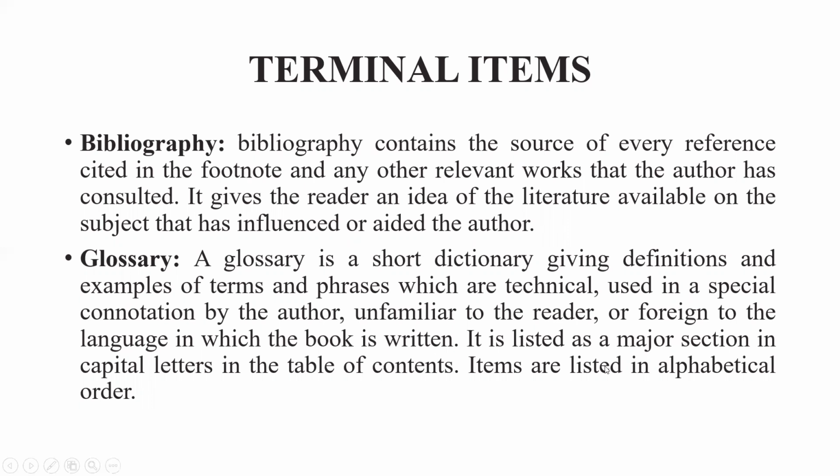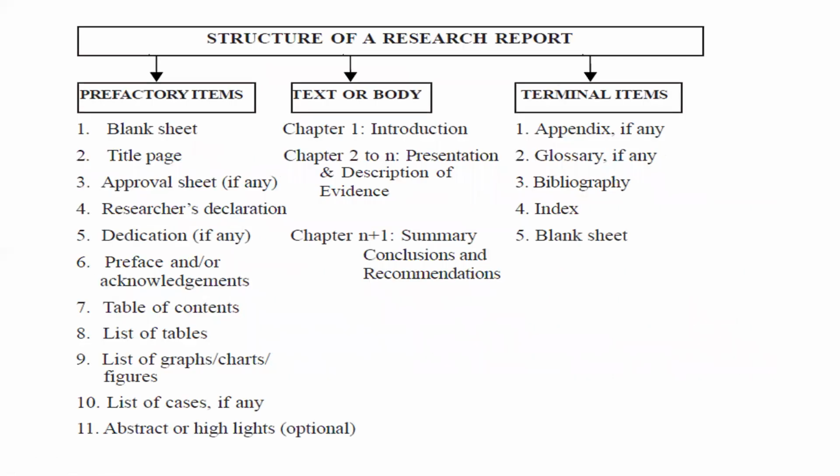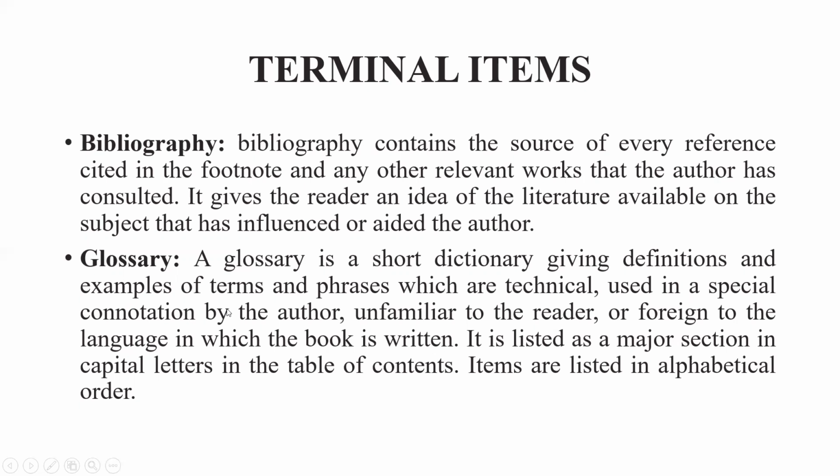It is listed as a major section in capital letters in the table of contents. So the table of contents, which comes under the prefatory items, you have to mention the glossary in capital letters, and you can also mention the page numbers. Items are listed in alphabetical order. So these are the two items which are important and which come under your terminal items: bibliography and glossary.